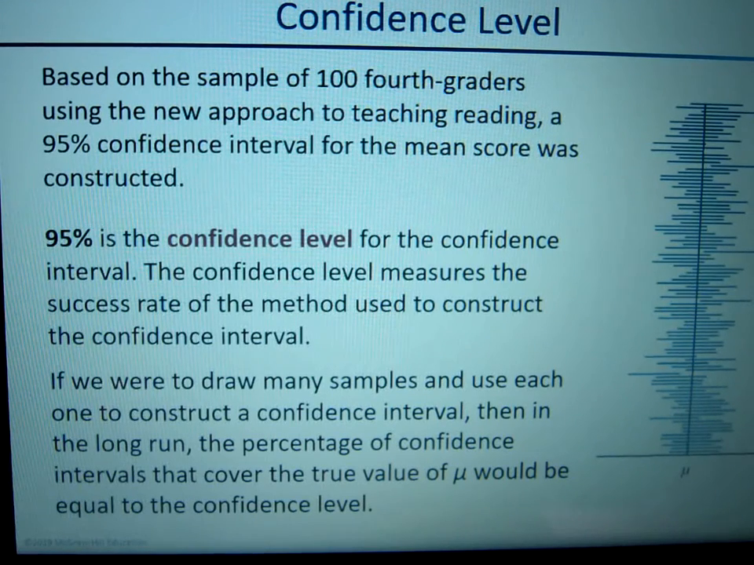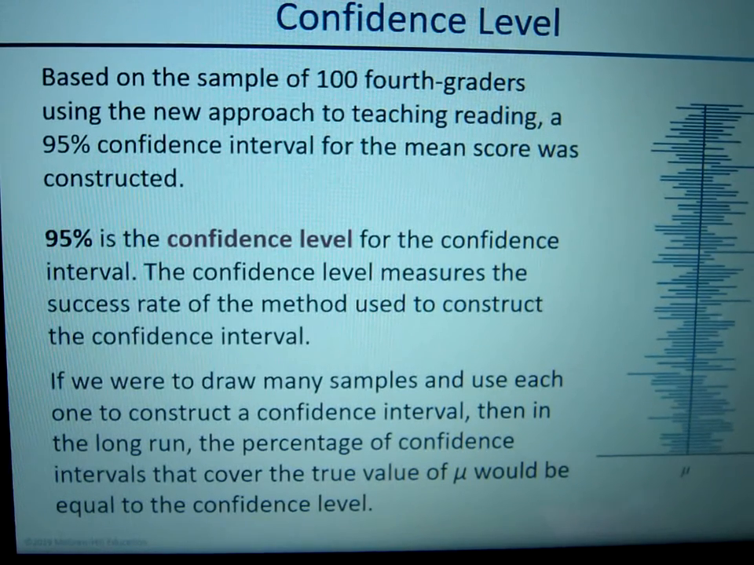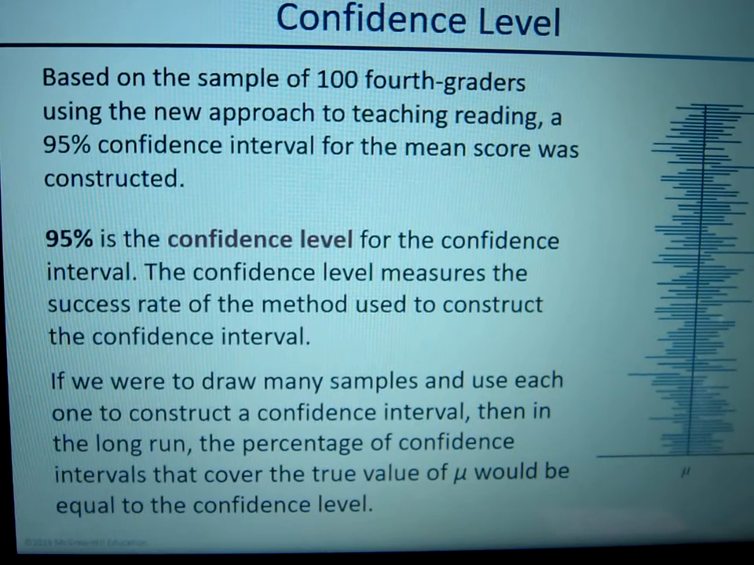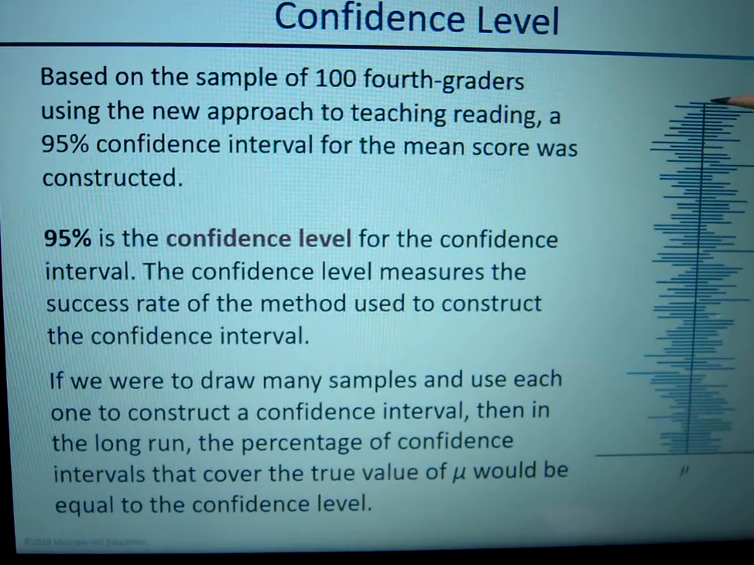In other words, if we were to draw all these samples, okay, these are all the samples that we drew by pulling out. If we were to draw many samples and use one to construct a confidence interval, then in the long run, the percentage of confidence intervals that cover the true value of mu would be equal to the confidence level. So you see this line coming down here and how it hits almost all of them.